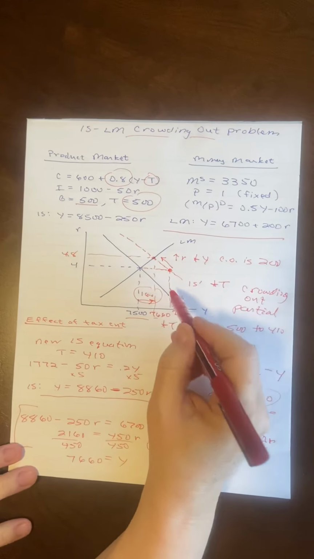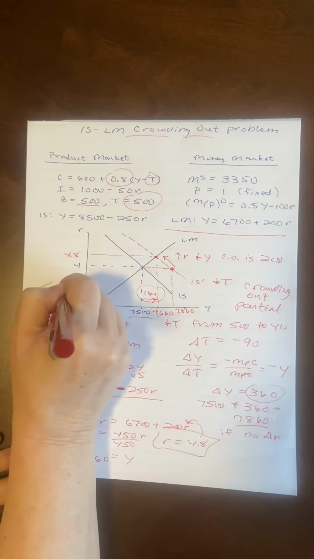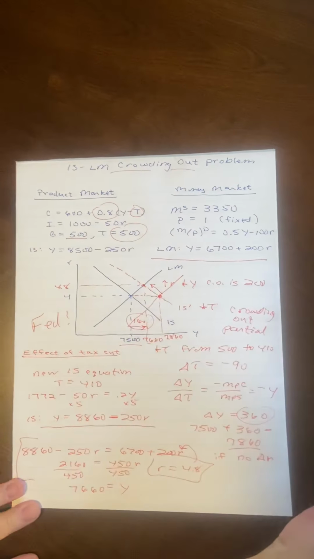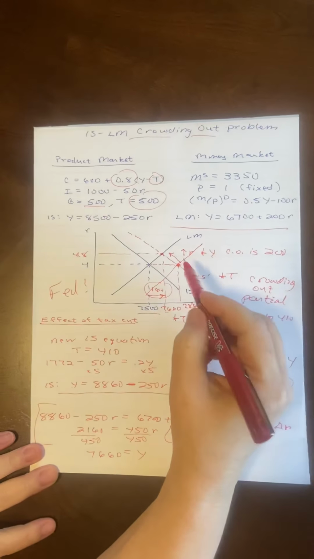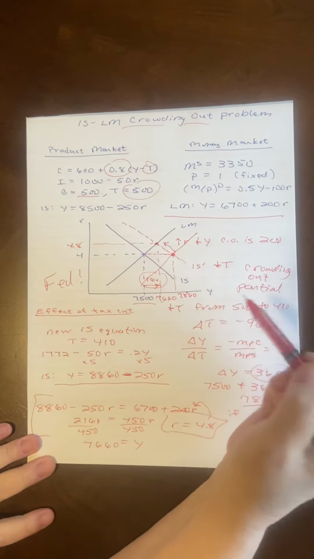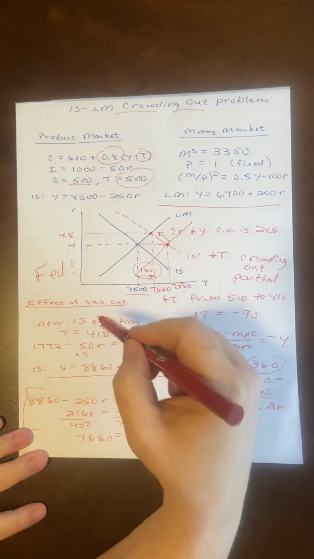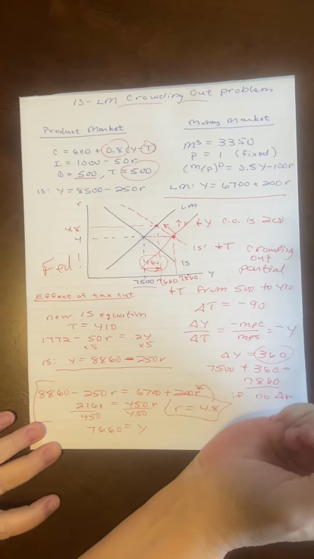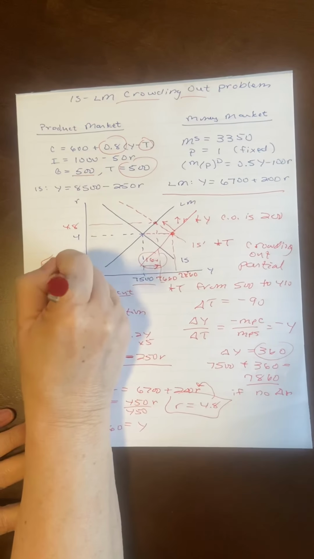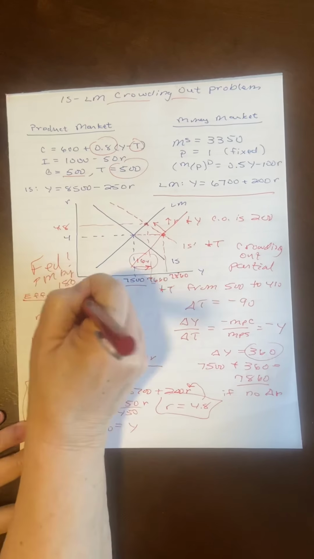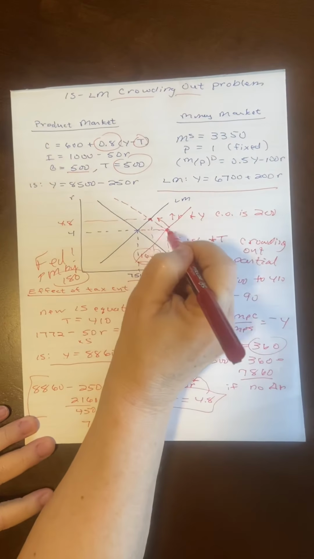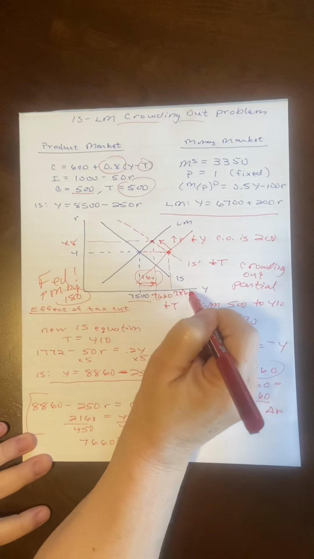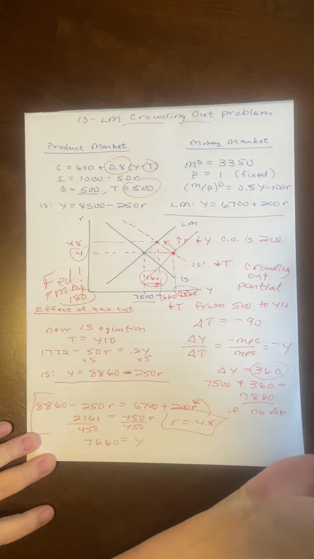Now, you might also realize that it's possible for the Fed to take action. The Fed can come to the rescue, and they can increase the money supply, move the LM to the right, and they can actually prevent crowding out by accommodating the tax cut. All they have to do is increase the money supply. And I calculated if they increase the money supply by exactly 180, that'll do the trick. That'll shift the LM over enough to get us to the place where equilibrium income is at 7,860 and the interest rate stays at 4.